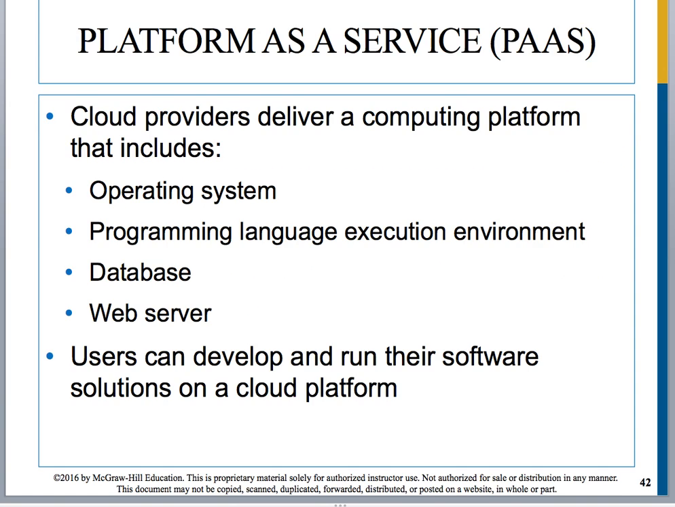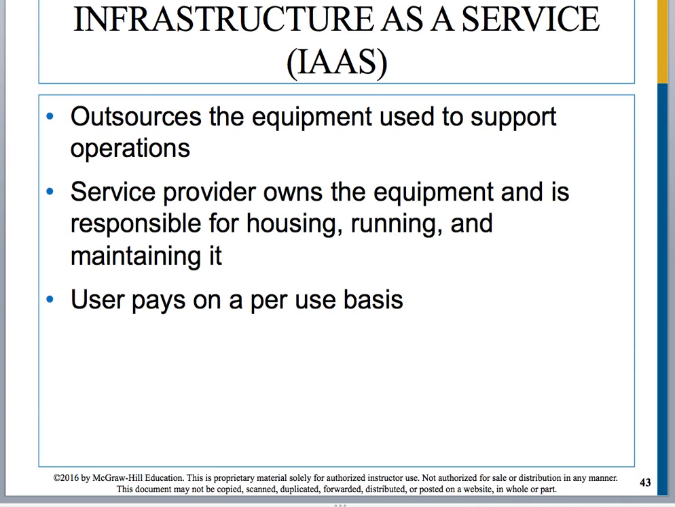For platform as a service, the cloud providers deliver a computing platform, which includes the OS, which is your operating system, a database, web server, and programming language execution environment, and you can develop and run software solutions on a cloud platform. For infrastructure as a service, this is where equipment is outsourced and used to support operations. The service provider owns the equipment and is responsible for housing, running, and maintaining it, and you as the user, you're only paying on a per-use basis.